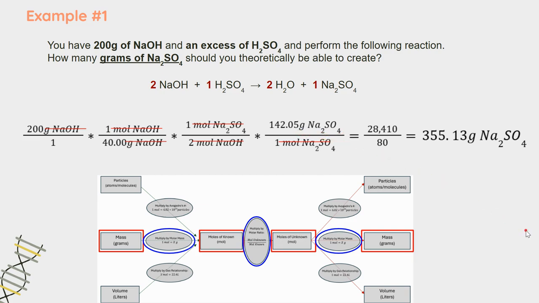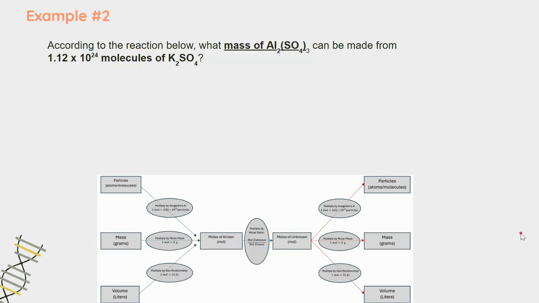So that problem we went through very thoroughly. Let's take a look at one more, going a little bit faster. In this second example, the question is asking for the mass of Al2(SO4)3, and it's asking how much can be made from 1.12 times 10 to the 24th molecules of K2SO4. And here's our balanced reaction.